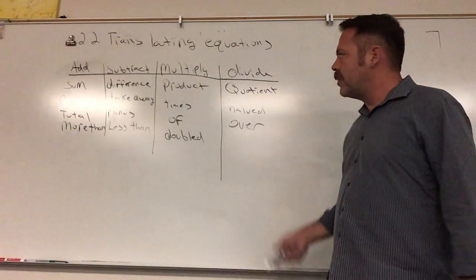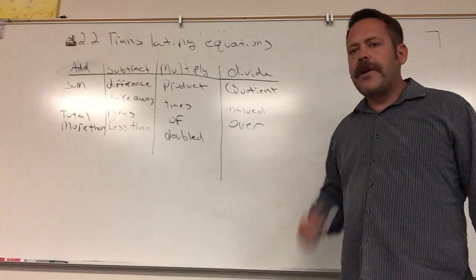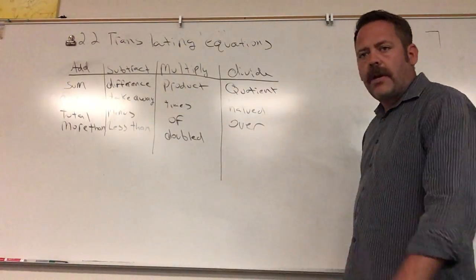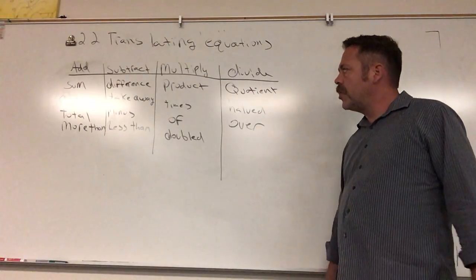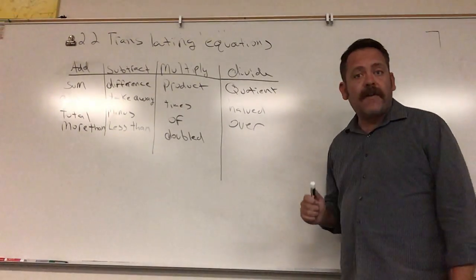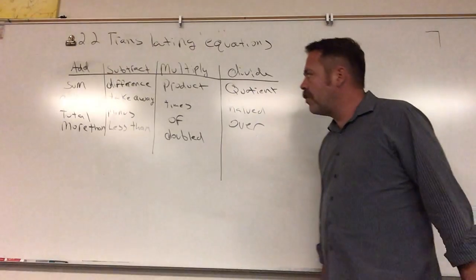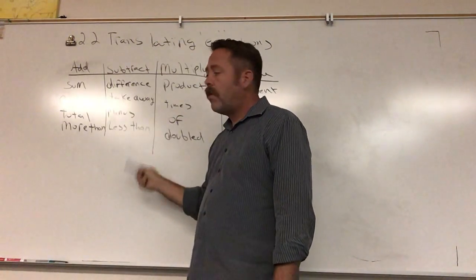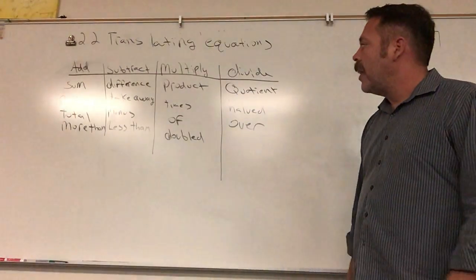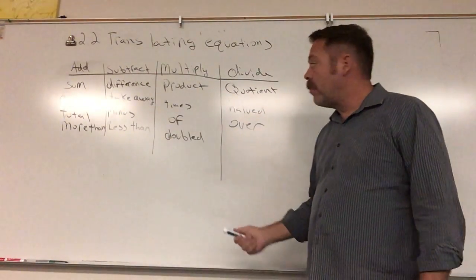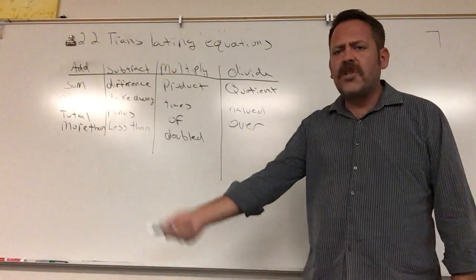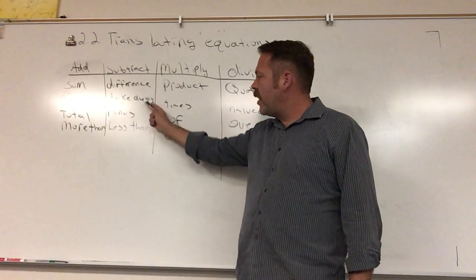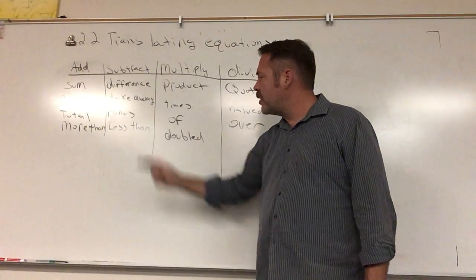So what I got here is like a word bank, and I want you to copy all these words down, and you can add to it. This is just to get you started. These are words that we use for adding, subtracting, multiply, and divide. Some of the words for add are sum, combine, total, and more than. For subtract, common ones, again, there's a lot more, you can add to them as we go, we have difference, take away, minus, and less than.